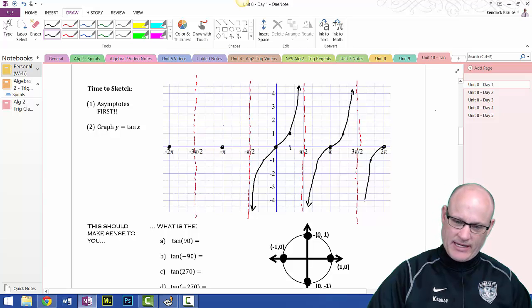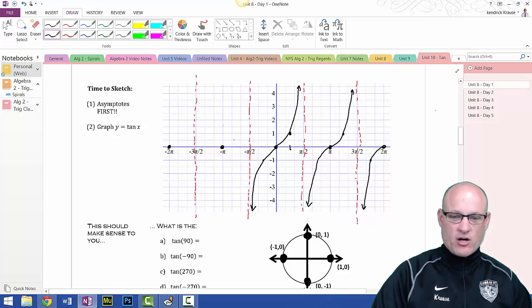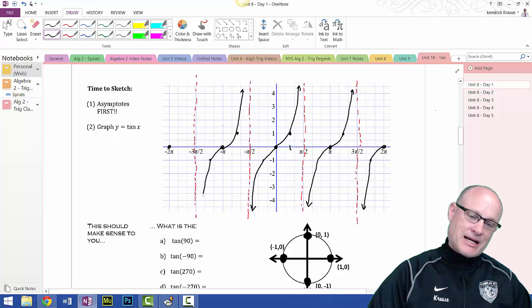Notice I'm drawing, oh my gosh, my drawings are ridiculously awesome. I know that's what you're thinking. You're probably thinking, oh my God, I wish I could draw as good as Mr. Krause. He's like freaking Picasso.